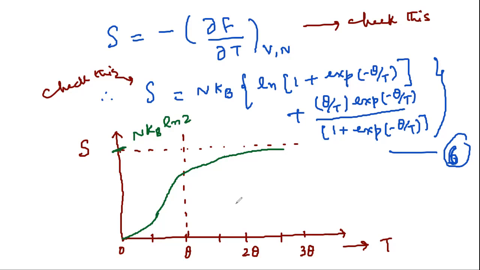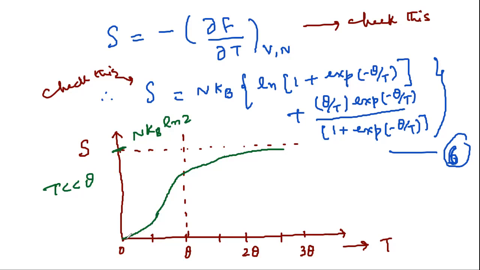When T is much less than the characteristic temperature theta, S is frozen out exponentially towards the value 0, which it must attain according to the third law of thermodynamics, because we know as T approaches 0, S must approach 0. And you can understand it as T approaches 0, what happens?